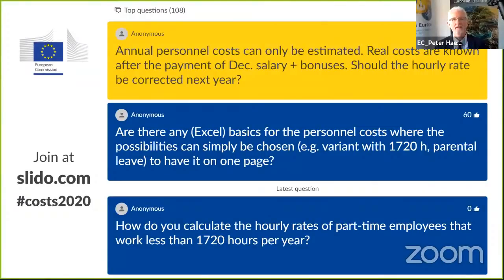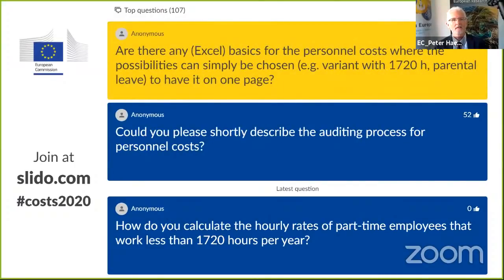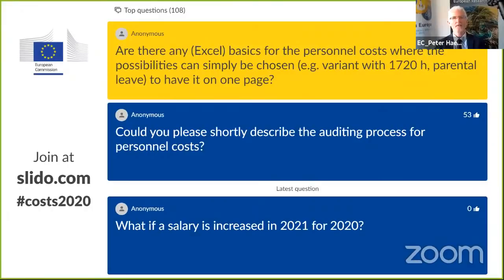Are there any Excel basics for the personnel costs where the possibilities can simply be chosen, for instance, the variant with 1720 parental leave, to have it on one page? I think I can start replying this myself. So the simple reply is no, but, and the but is about the personnel cost wizard that we have prepared exactly for this. So if you want guidance and you want to be taken by the hand for having all these calculations and the choice of the different options in a system, we encourage you very much to use the personnel cost wizard.